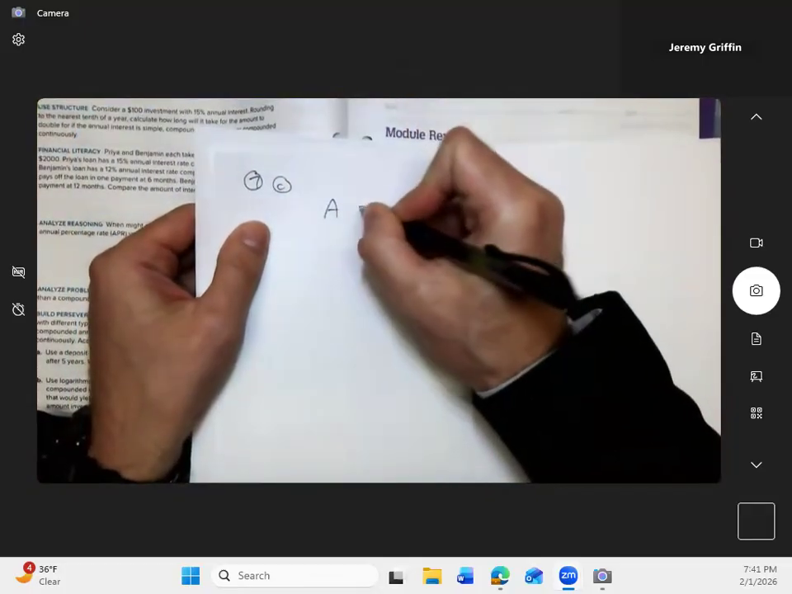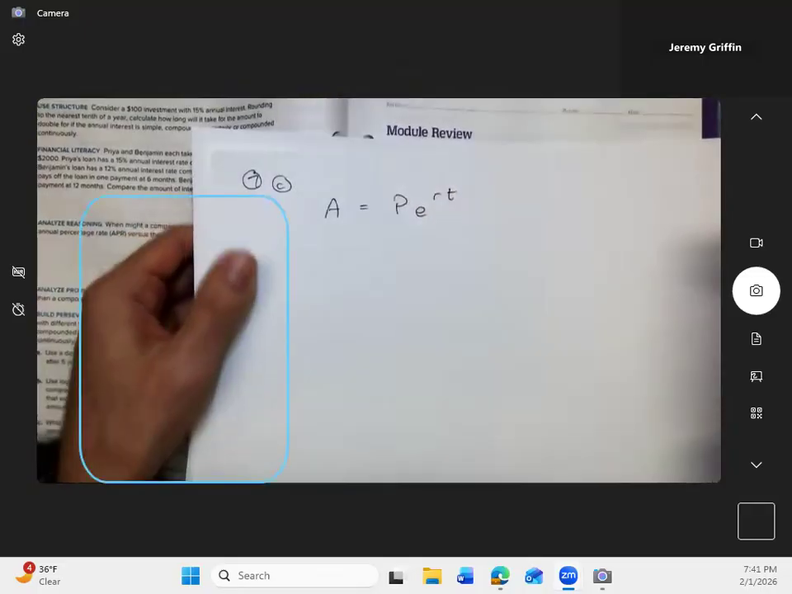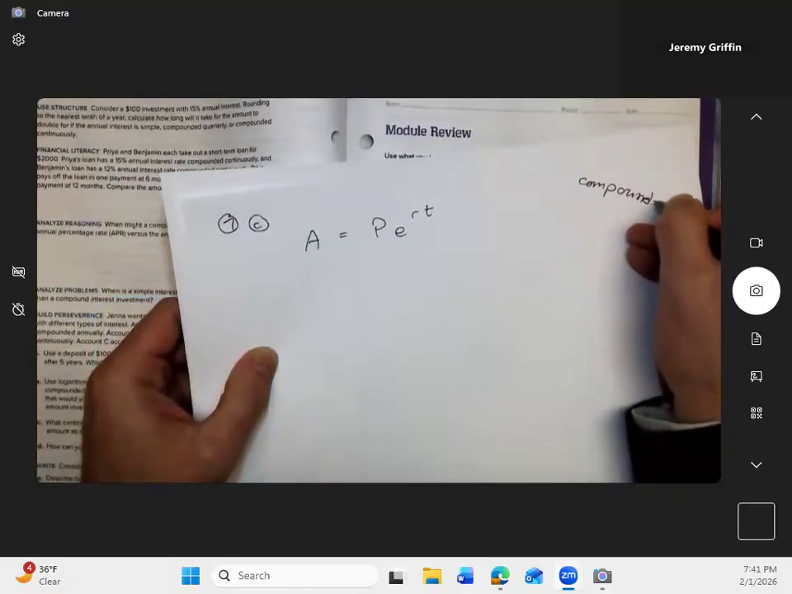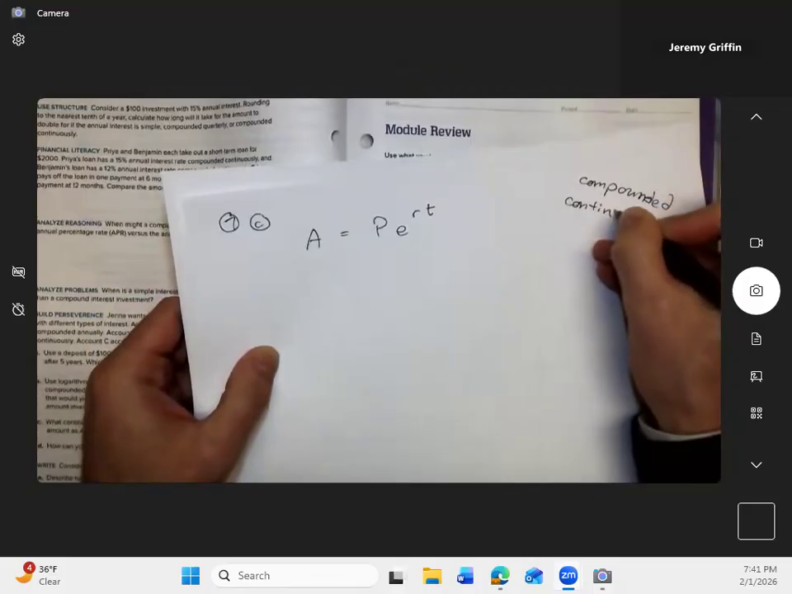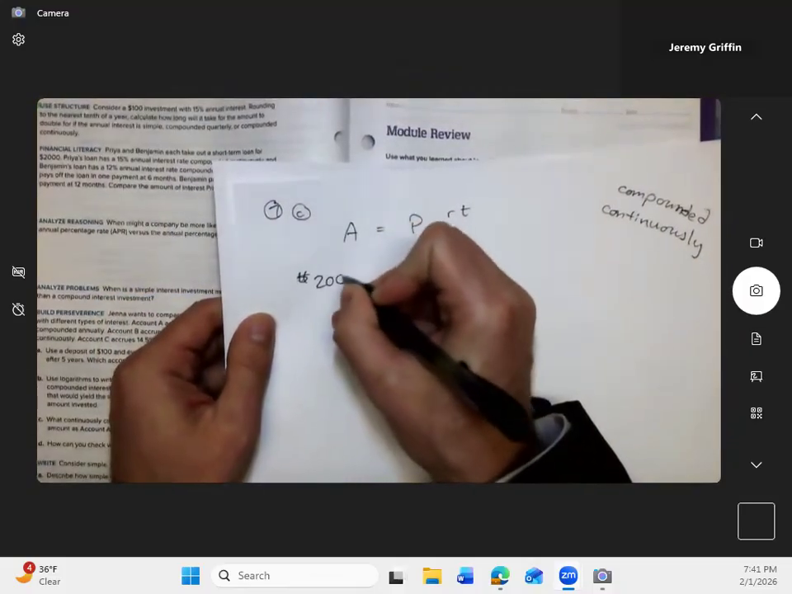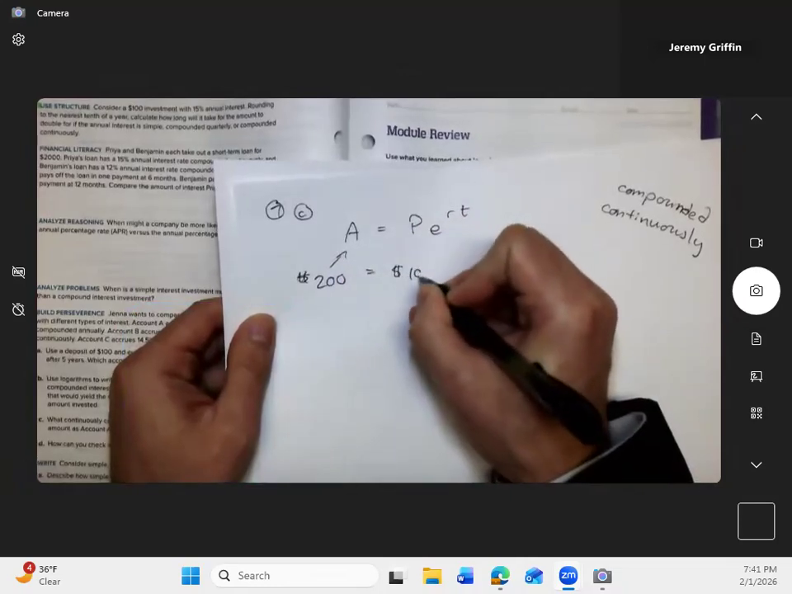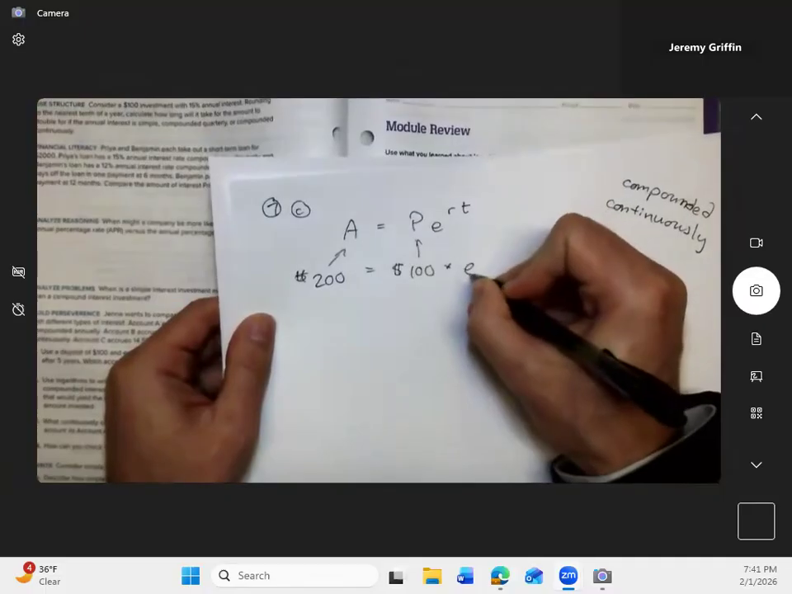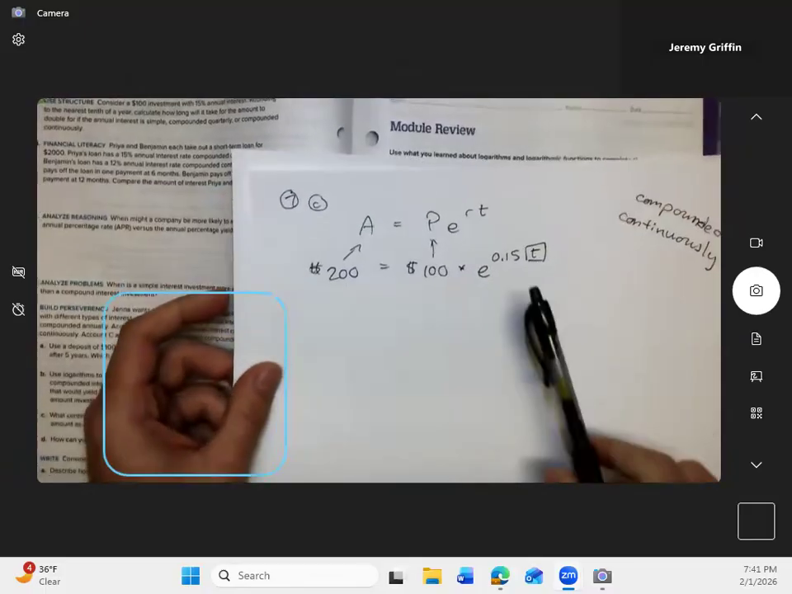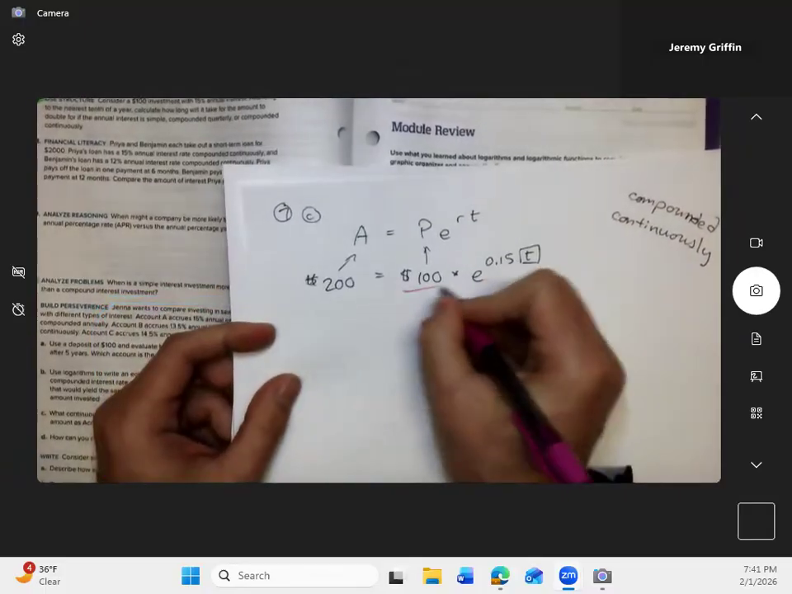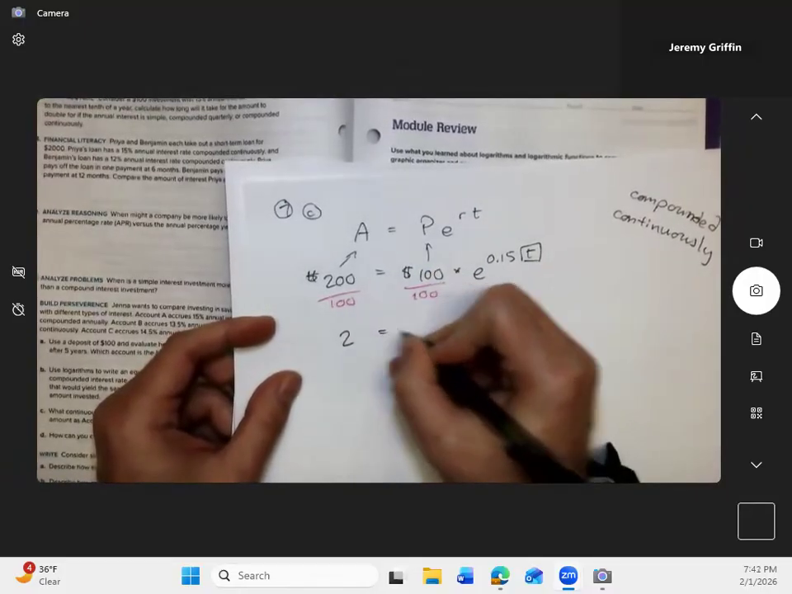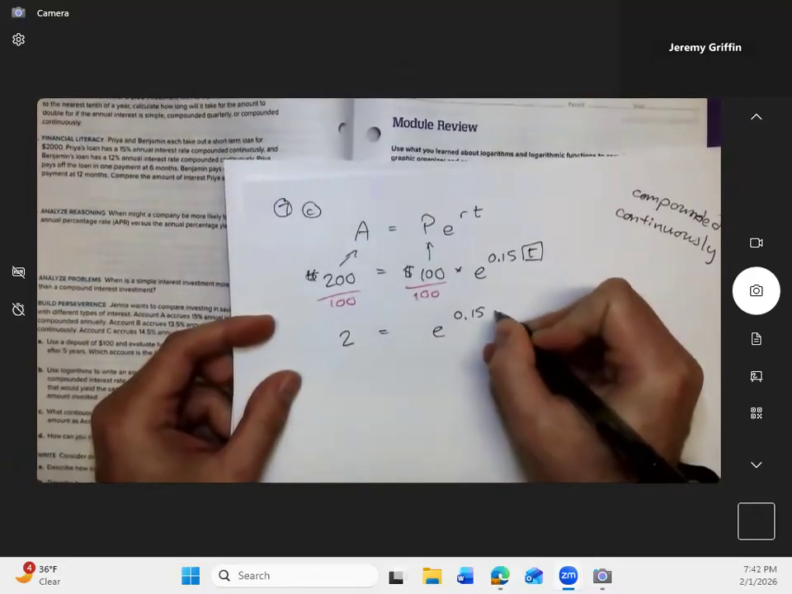Now we're going to use A equals P e to the rt. That's for compounded continuously. Okay, so again, we're aiming for $200, starting at $100. So $100 times e to the, and in place of r, I put 0.15, and then we're solving for t. Divide both sides by $100. So now 2 is equal to e to the 0.15t.